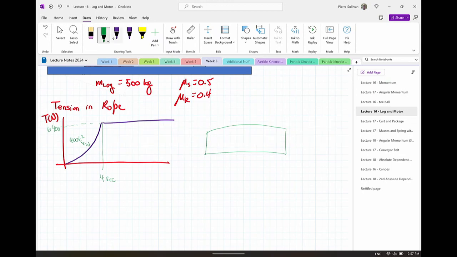So if I take my log and I put all of the forces acting on it, I have the weight acting downwards, I have the normal force acting upwards. I have tension in the cable, and I have mu sub s N, which is the point where I'm going to look for impending slip.